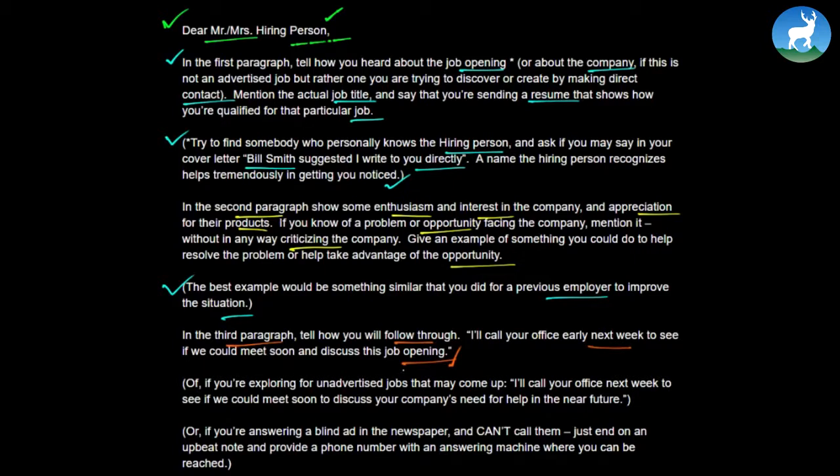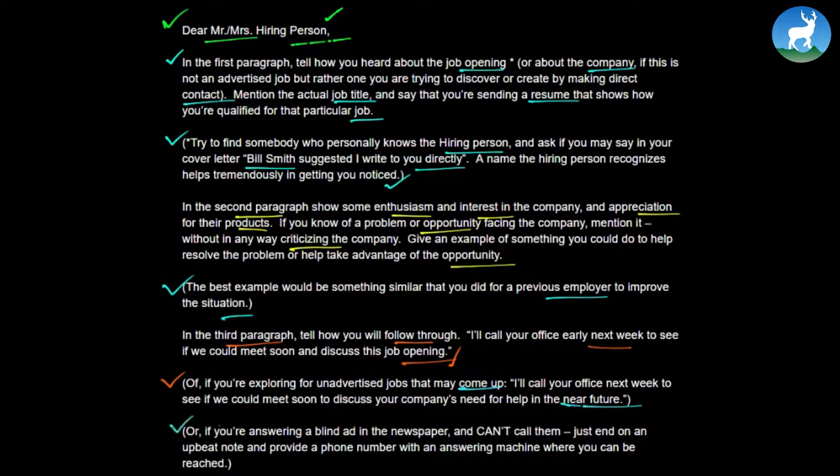If the process is quite traditional, shortlisting and calling and all that, do not include this line. Or if you're exploring for unadvertised jobs that may come up, I'll call your office next week to see if we could meet soon to discuss your company's need for help in the near future. So this could be another good way of saying things.